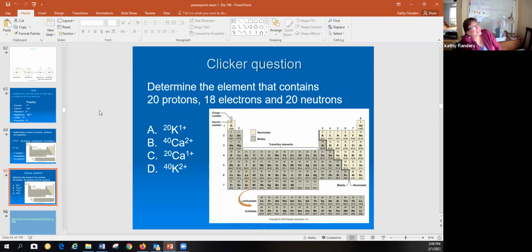All right, so it is B because this is the atomic mass. And the fact that it's 40 means that I've got 20 protons and 20 neutrons.